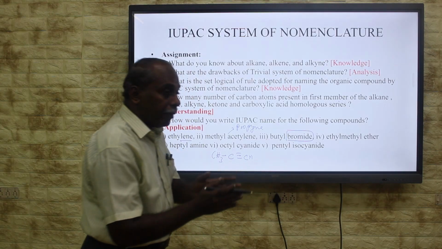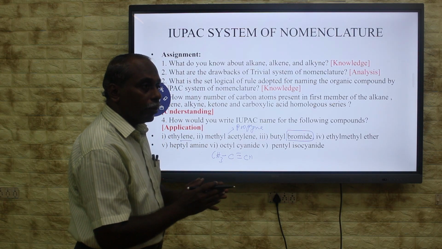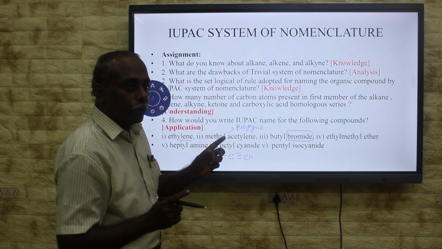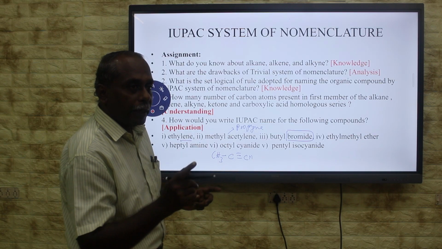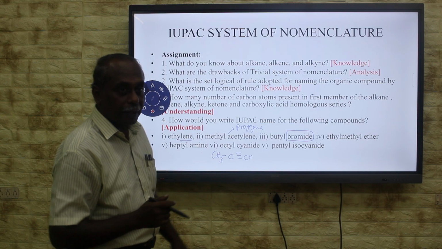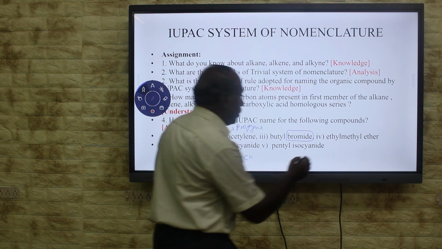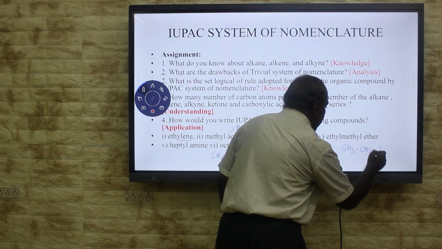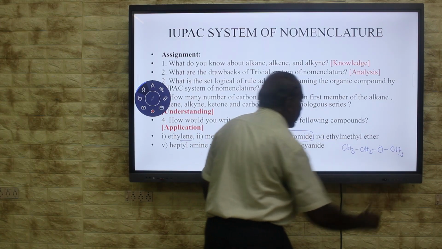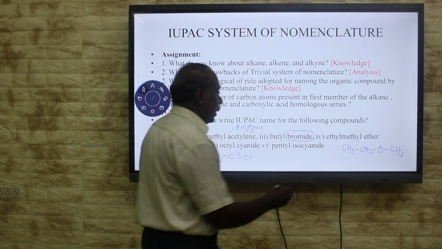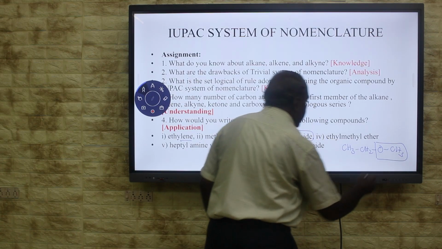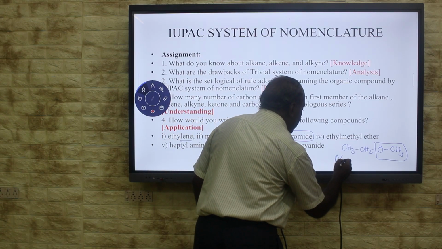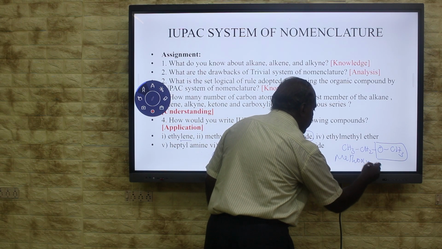And ethyl methyl ether. One side of the oxygen has an ethyl group, and the other side of the oxygen has a methyl group. Ethyl has 2 carbon atoms, methyl has 1 carbon atom. Therefore, ethyl should be taken as the parent compound. Then methyl is combined with oxygen, and it will become methoxyethane. Only after writing the structural formula of the compound, you can write the IUPAC name very easily. The lower number of carbon atoms in the chain should be combined with oxygen, as methoxy. The name of this compound is methoxyethane.